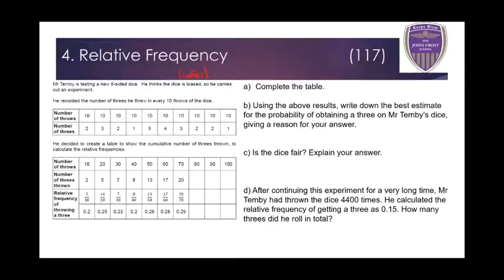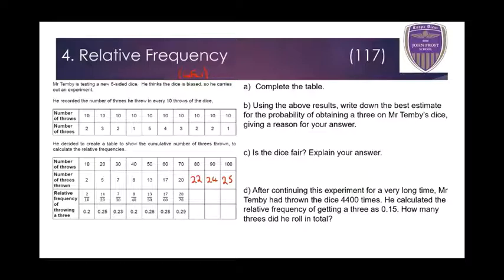So let's add how many threes he got. On his 70 to 80 throws, he got an extra 2. So 20 plus 2 is 22. On the next 10 throws, he got an extra 2, so 24. On his next 10 throws, he got an extra 1, so 25.